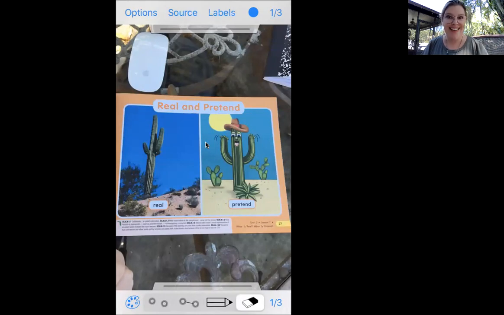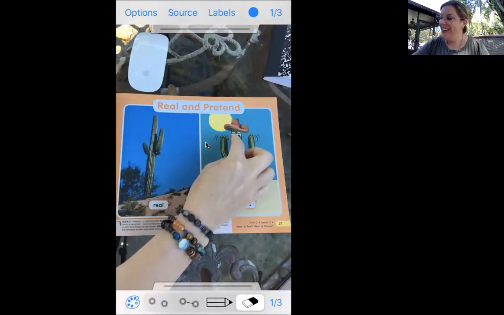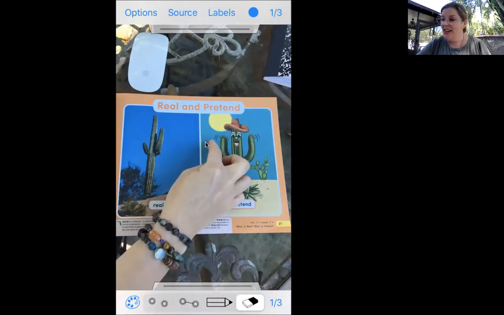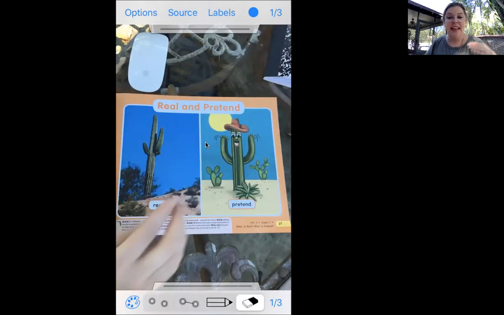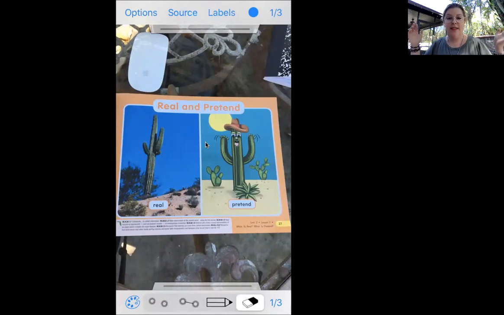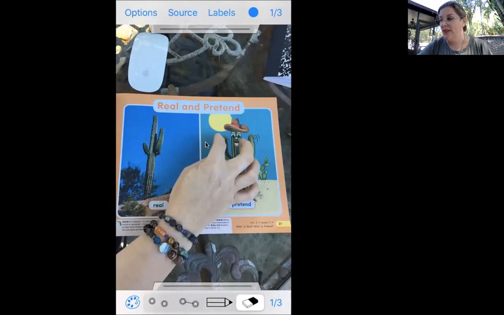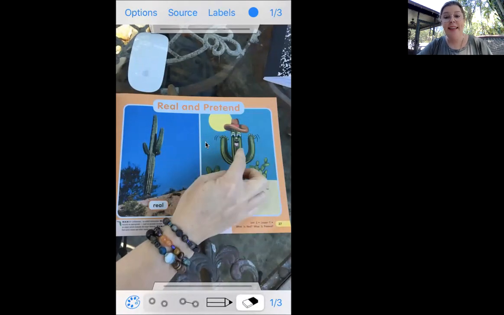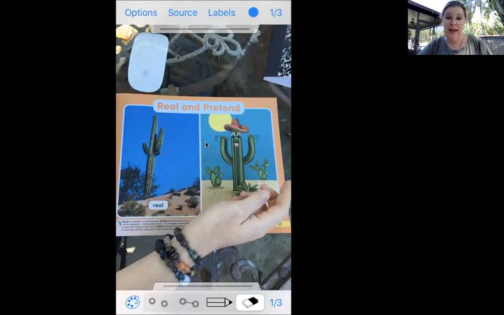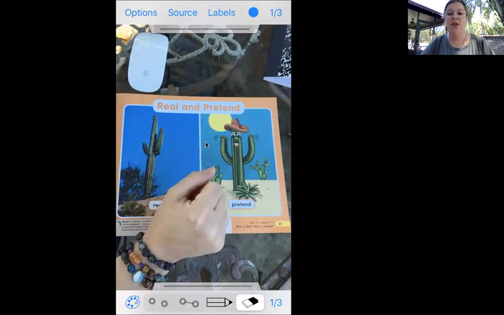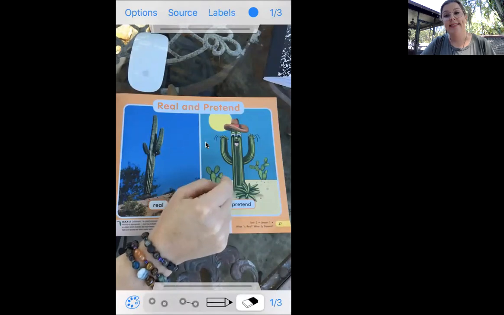A hat. And look, even a face. And these little things here show that his arms are moving. Well, I know a cactus can't wave its arms, and they don't have little fingers like that. And they don't have faces that smile or tongues that stick out. So I know that that is just a pretend cactus.